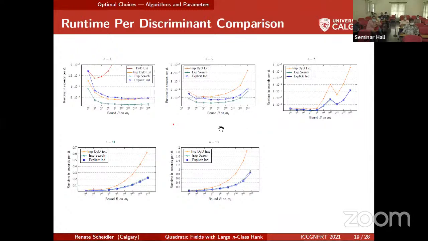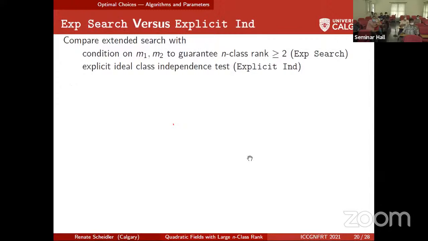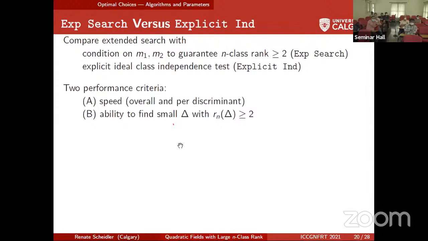And so all the computations we did were then with those two algorithms. And so what we did is now we compared this extended search with the lambdas with both the independence condition on the two M's and the explicit condition that guarantees, like the condition on the norms that guarantees ideal independence, and the explicit independence test. Okay, so that algorithm with these two variants, and there's two criteria by which you can evaluate this. One is the overall speed, both the overall speed as I just showed it and the speed per discriminant. But the other criterion is the algorithm's ability to find small discriminants. So to find small deltas that have n-class rank at least 2.